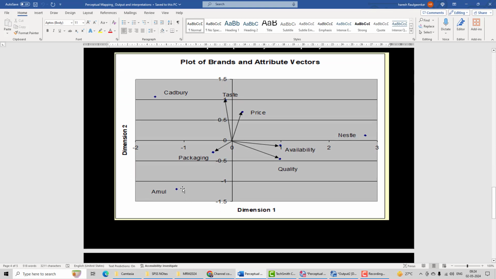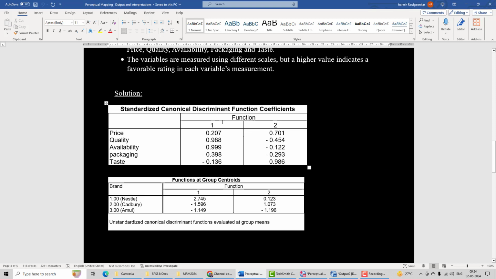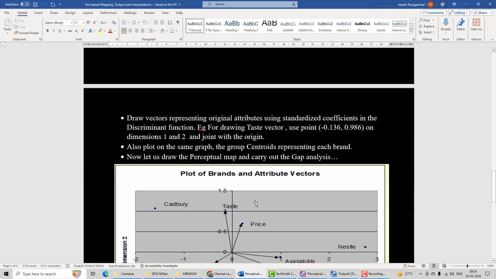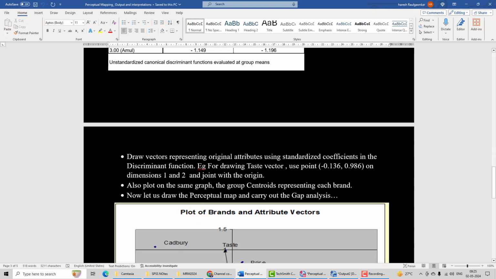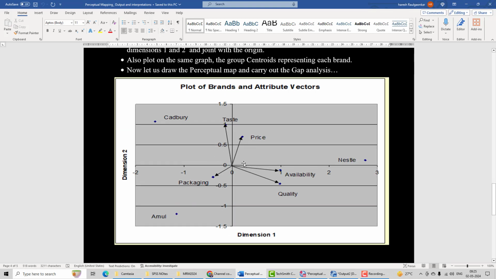So this is the map, and on the x-axis we have taken function 1, and on the y-axis we have taken function 2. So for example, price is 0.207 on function 1, or x-axis, and 0.701 on the y-axis. So if you see here, approximately this is the position of price. Similarly, we will draw all the 5 vectors and write these vector names there.